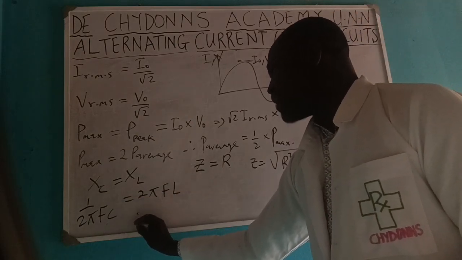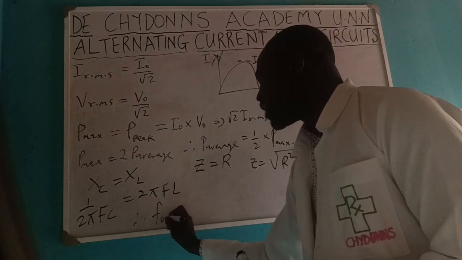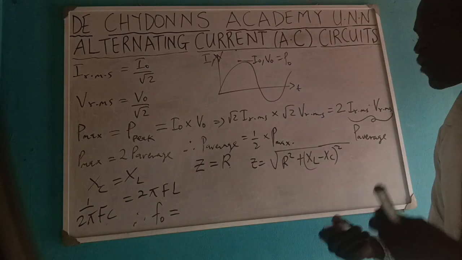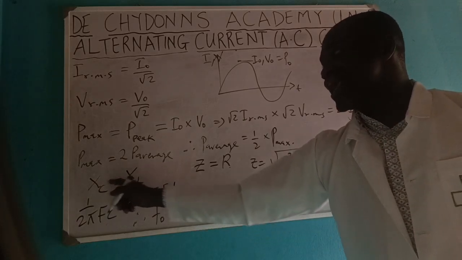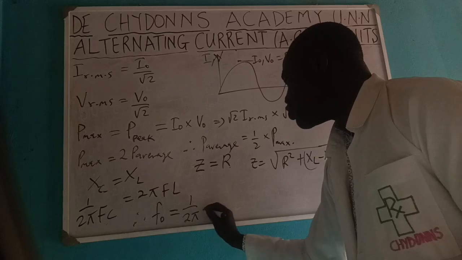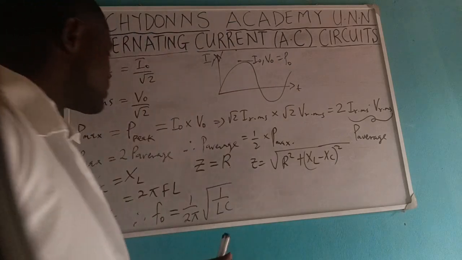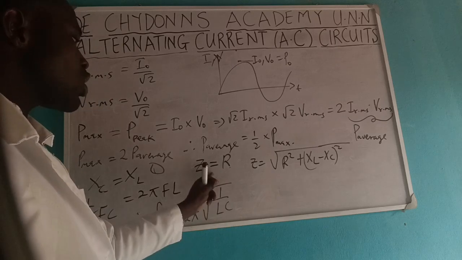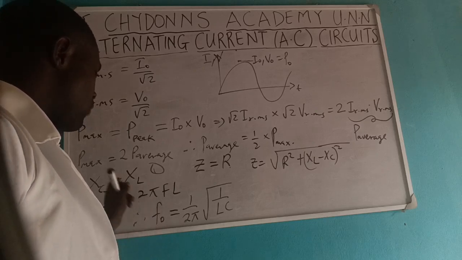Therefore, making F subject of the formula here, you call that F the resonance frequency. That frequency will be called resonance frequency. It is a frequency that was gotten as the inductive reactance equals the capacitive reactance. And that will be 1/2 pi root 1/LC. Are you getting it? So we have set condition number 1. We have set condition number 2, and we said it is from here. And condition number 3 will occur from here.